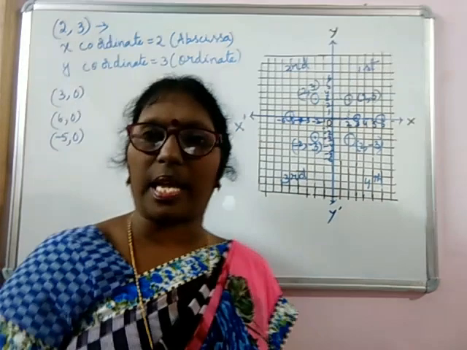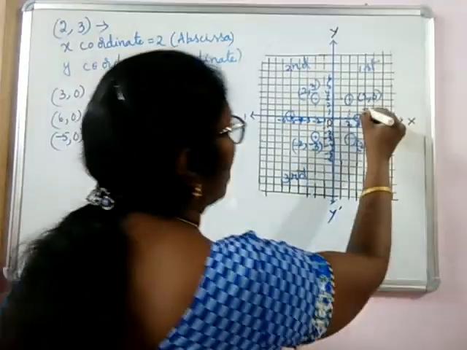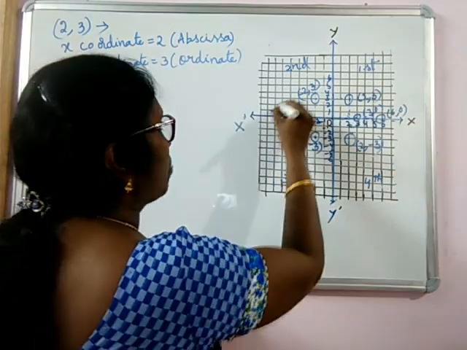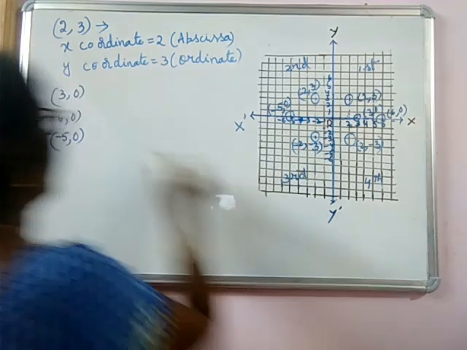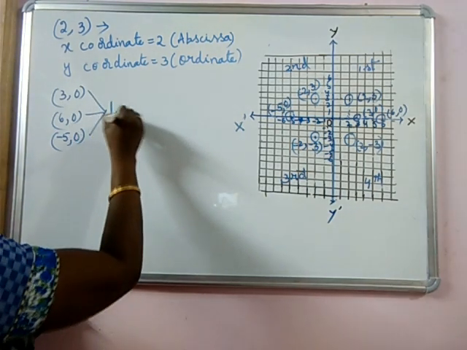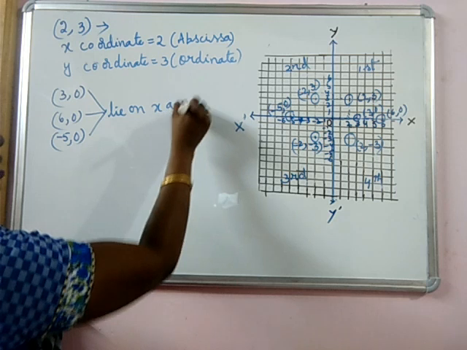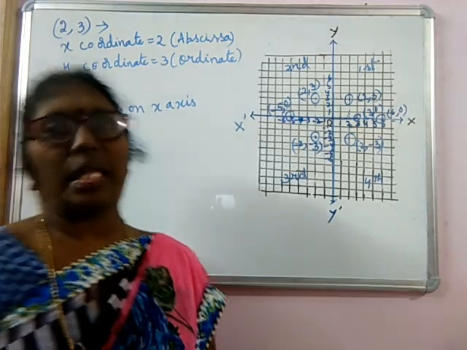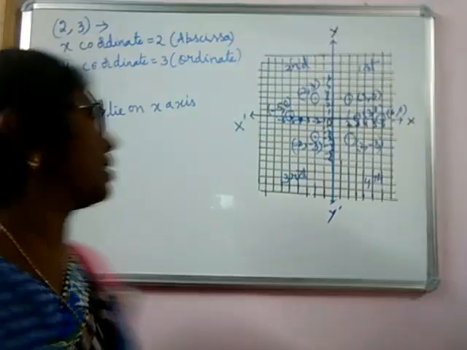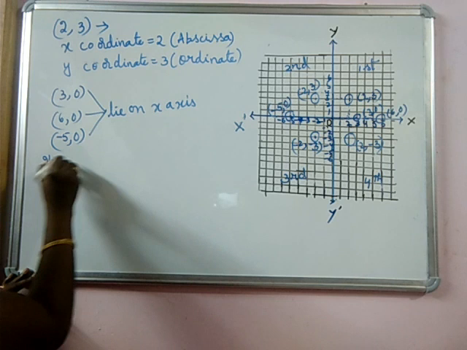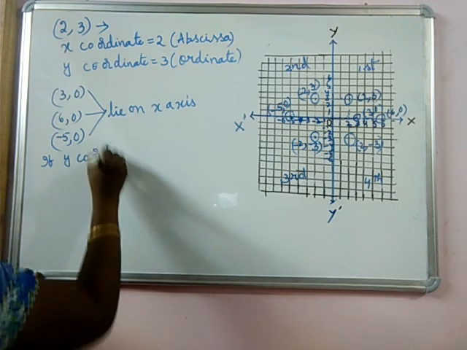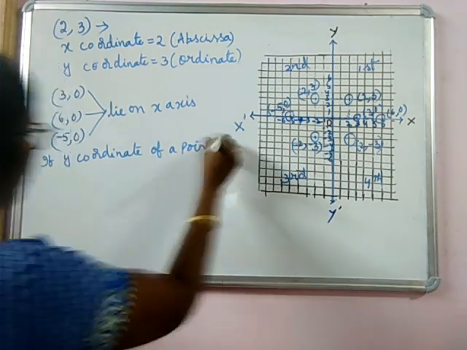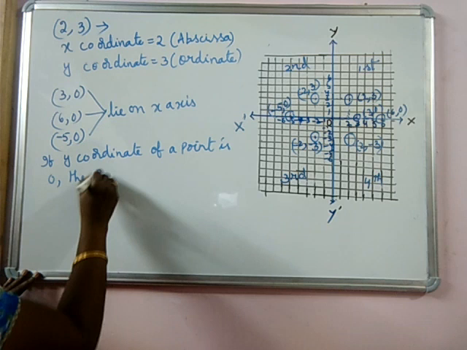Where do all these points lie? This is (3, 0). This is (6, 0). This one is (-5, 0). All these points lie on x-axis. What did you observe? If the y coordinate of a point is 0, the point lies on x-axis.